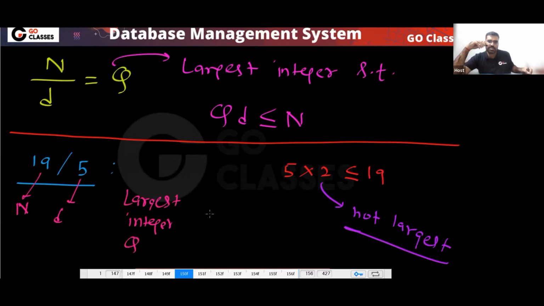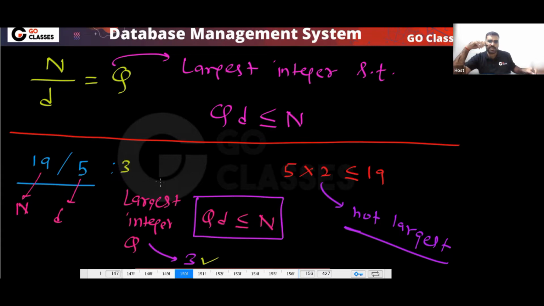What is the largest integer q such that this property will be satisfied? Tell me, what is such largest integer q? That will be 3, correct? Yes or no? The largest integer which will satisfy this property is 3. So here I can say the answer will be 3. Is this clear?